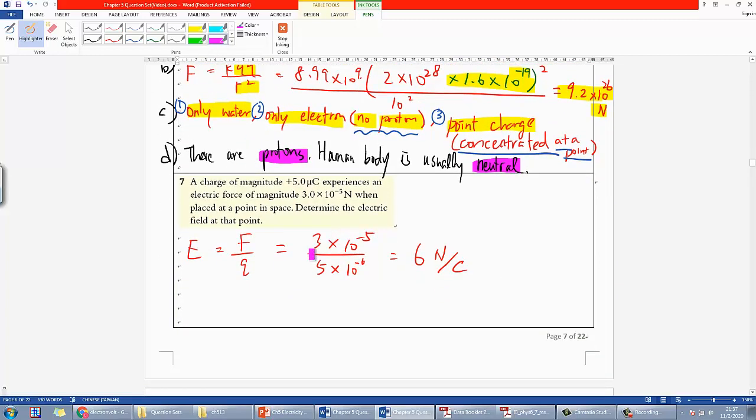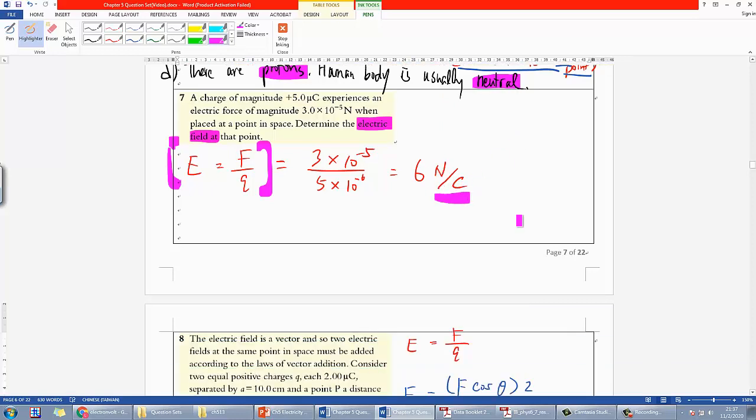Number 7 is actually the simplest question. It's just asking you for the electric field, so just recall the equation, substitute F and Q into it, and you find the answer. Just be careful with the unit. That should be Newton per Coulomb.